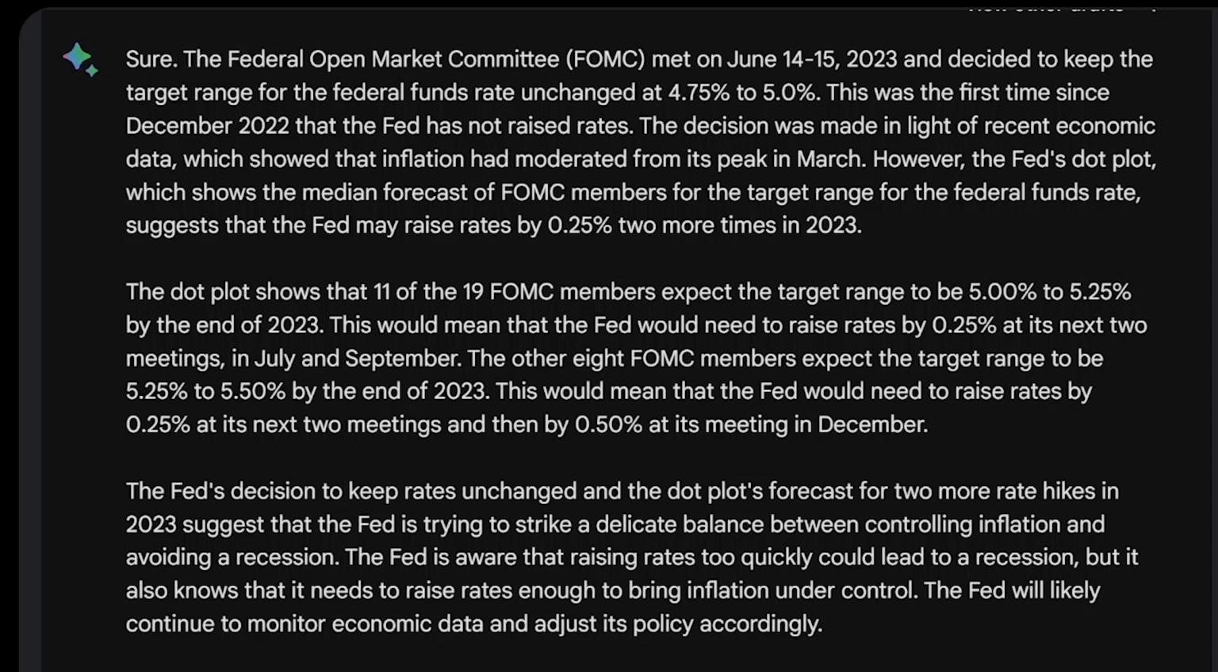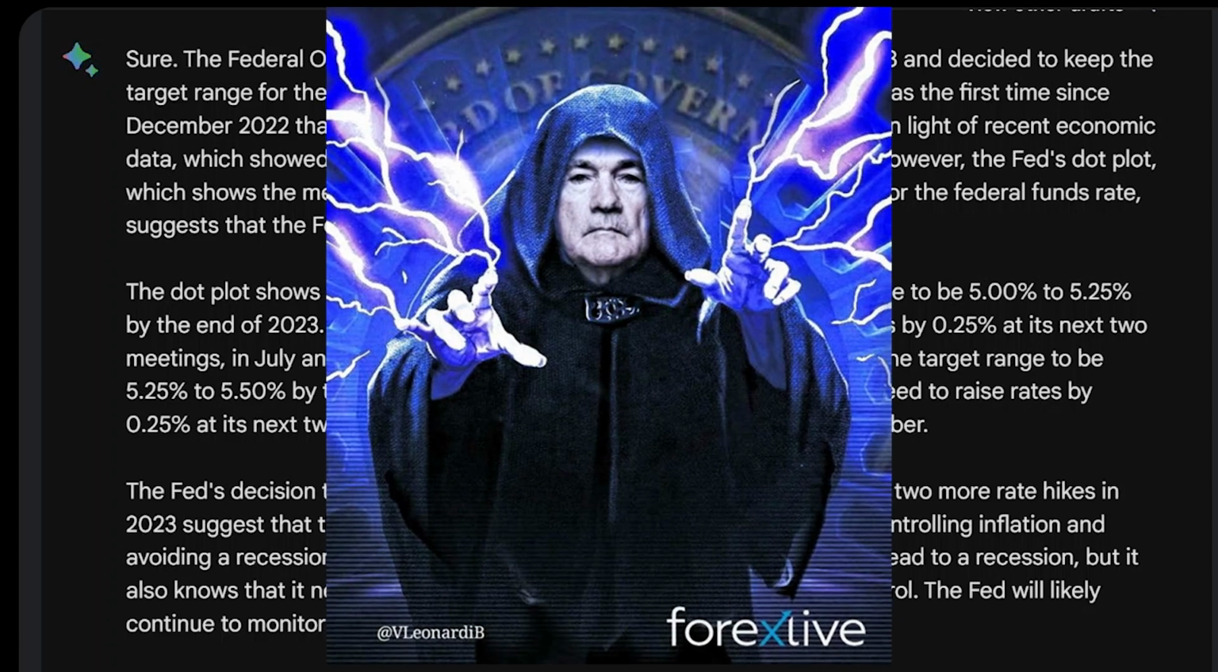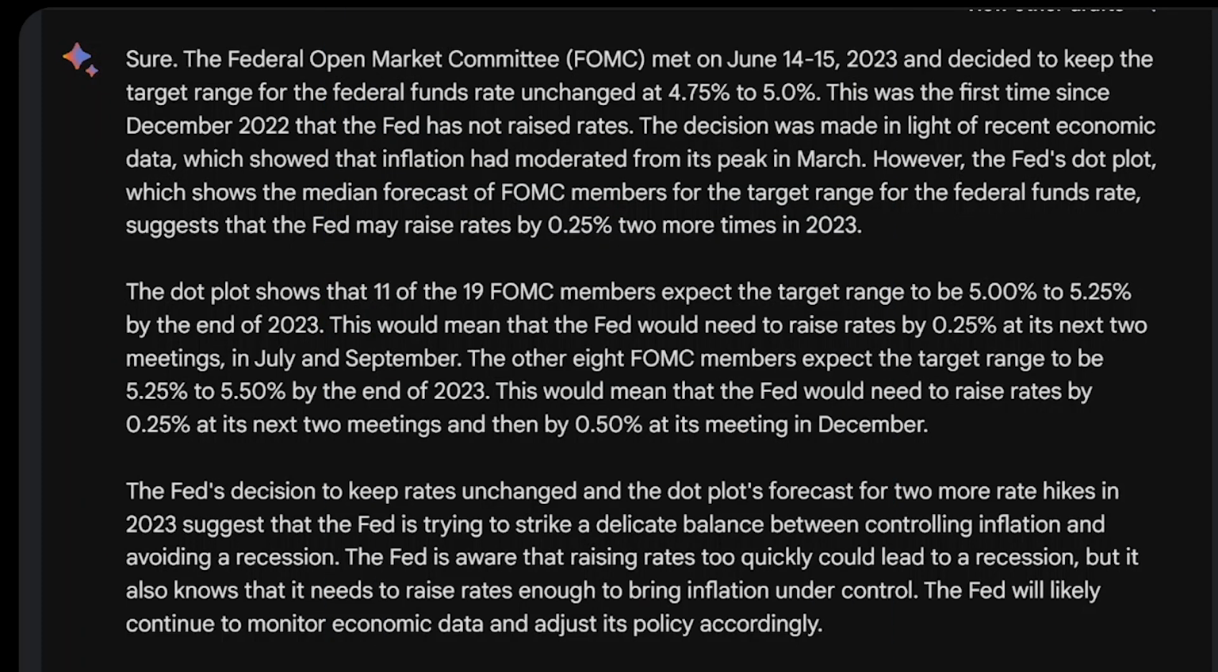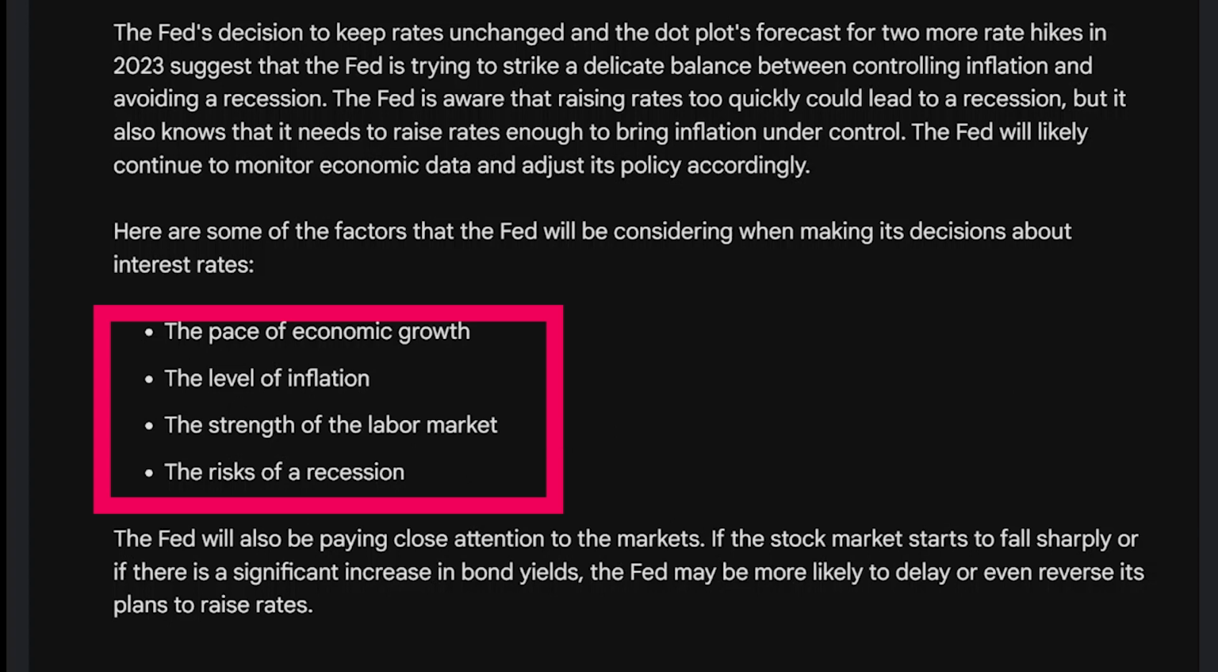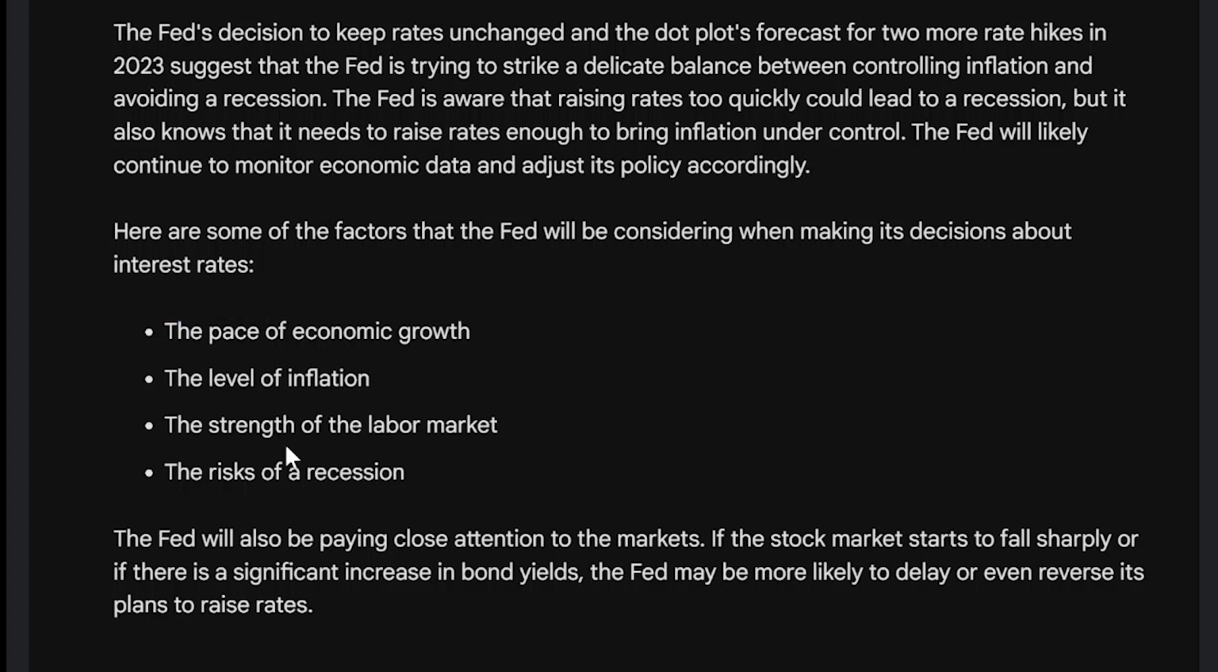This would mean the Fed would need to raise rates by 25 basis points in the next 2 meetings, in July and September. While listening to Jerome Powell's speech, we actually heard him say skip. He said, we've decided to skip, and then he retracted that and used different language. It seems like everyone really hangs on to every single word he says during the meeting. It's a little bit crazy. These are the key factors that the Fed considers when making their decisions about interest rate hikes: the pace of economic growth, level of inflation, strength of the labor market, and the risks of a recession.